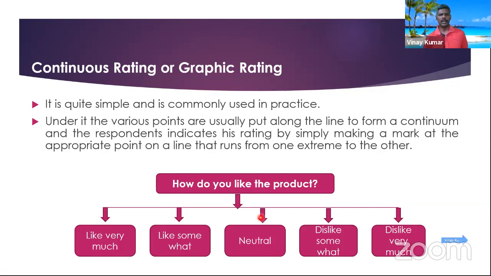The customer or respondent has to simply mark what he wants to mark, and then we can summarize all the items that we have selected here that we want to measure about the product, and then we'll come to know the customer perception regarding the product or service. So that's the continuous rating scale. We can see a continuum of measurement here.